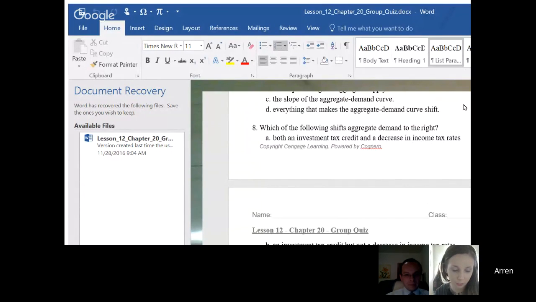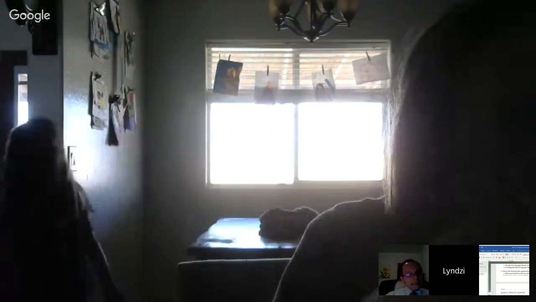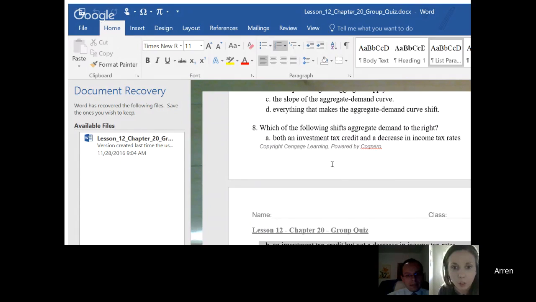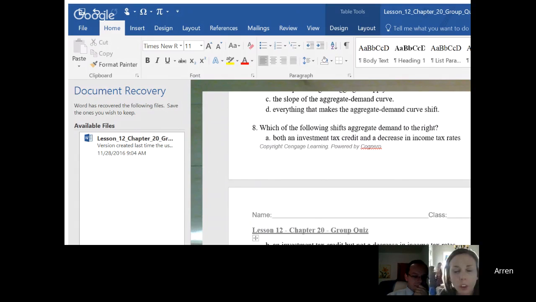All right, and as I was waiting for it to boot up: when the government cuts taxes and encourages people to spend more, the aggregate demand curve shifts to the right. So that would be A, right? Or would that be C? I think it's either A or C. I'm trying to remember what an investment tax credit is, but I feel like if you have an investment tax credit, then you're paying more money, so you're not going to want to spend more. Like you're paying more in taxes, so you don't want to spend more.